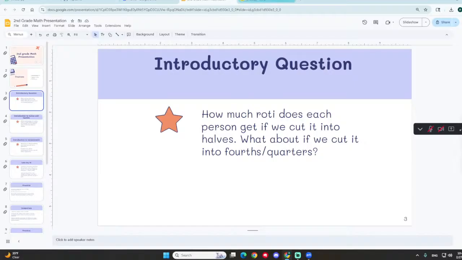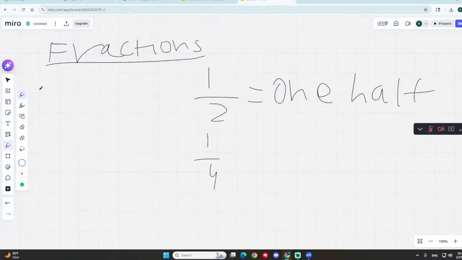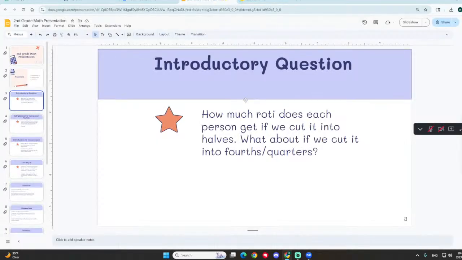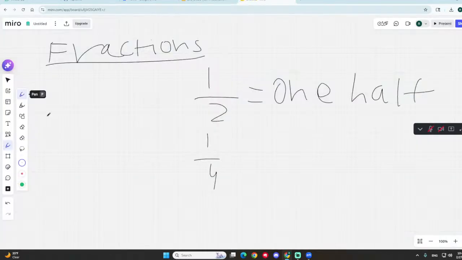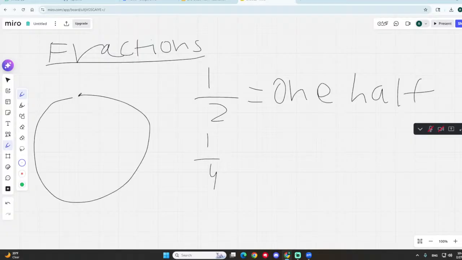So we're going to go back to this introductory question and explain how this works. A half and a fourth are examples of fractions. Basically, a fraction represents division. So let's say we have a piece of roti. We're going to draw this roti and cut it into halves. That means we have 2 equal parts. Each half is an equal part, and since we're doing halves, 1/2, that means there are 2 equal parts. So this would be a half, this would be a half.